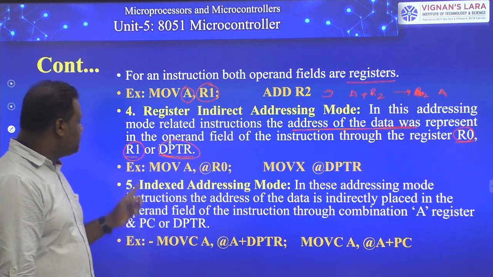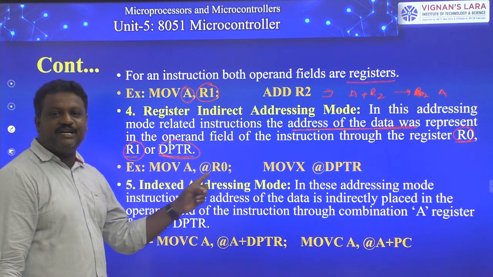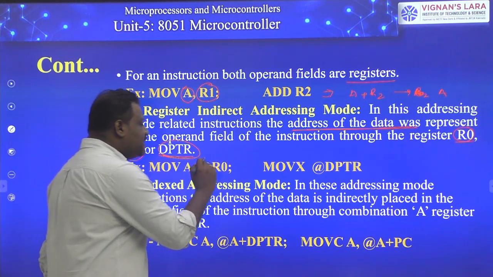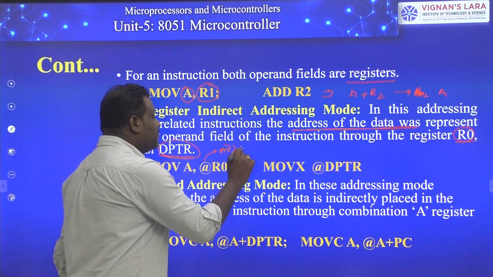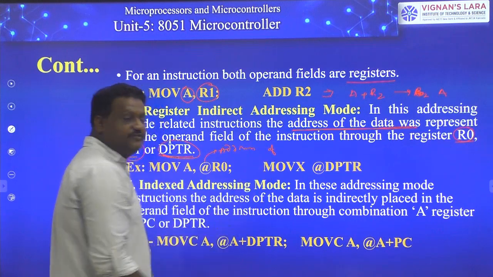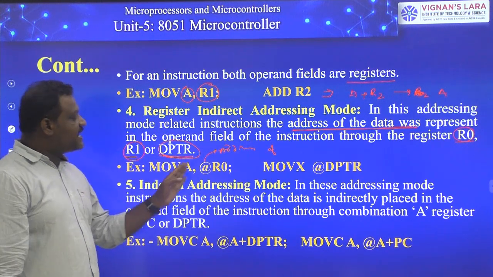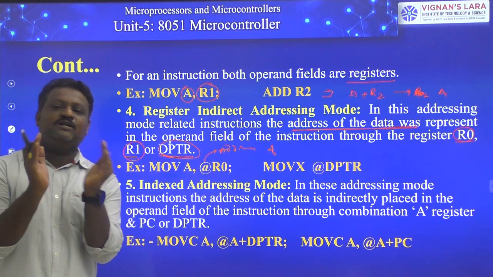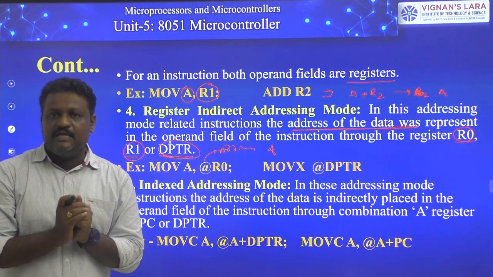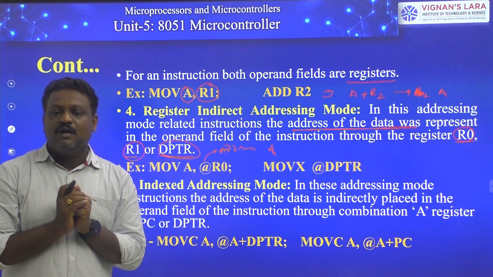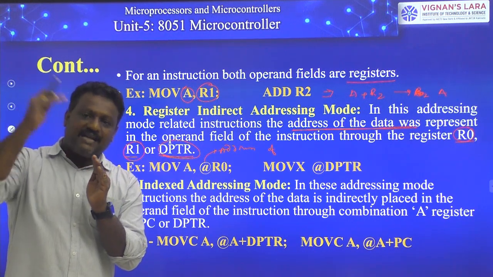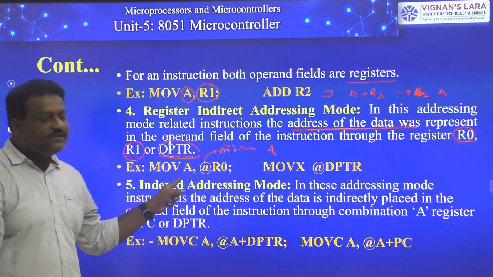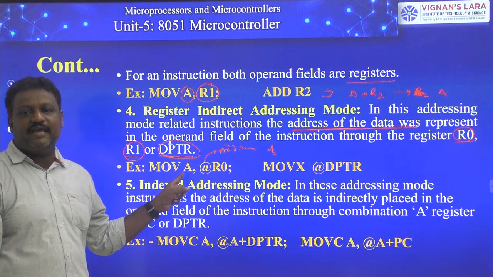So coming to an example, MOV A, @R0. Here @ represents 'address of'. The meaning of MOV A, @R0 is that R0 holds some address of a data. What is the content that is there at that address? That is transferred to accumulator register A.